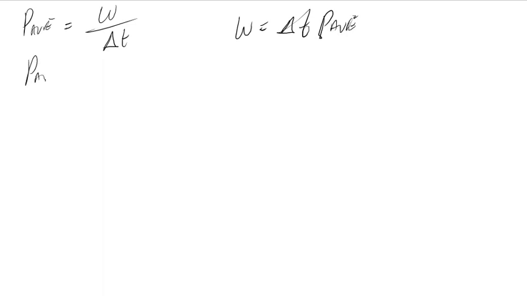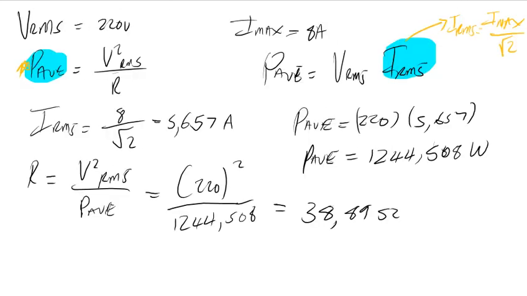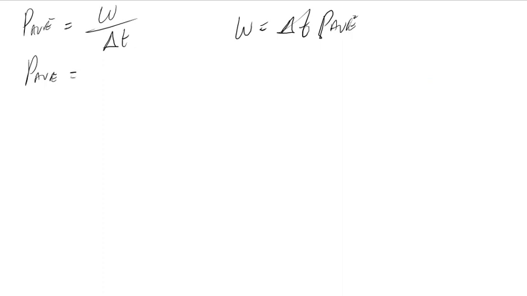So what is my p average? I've already calculated it from the previous question. So it helps to calculate everything. So it's 1244.508. Then remember time, change in time, it's in 2 hours. So we need to change it to seconds. We have to change that time to seconds.